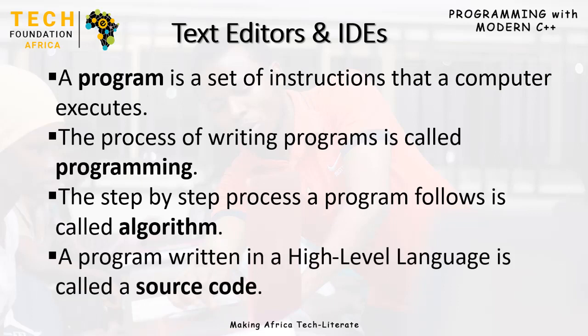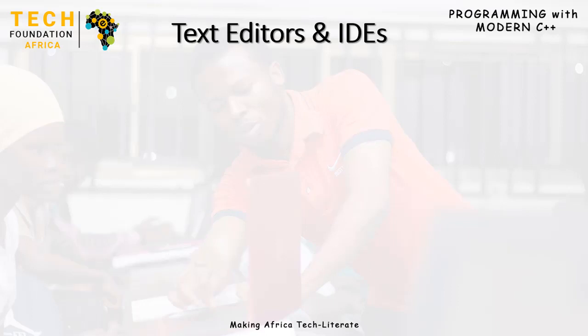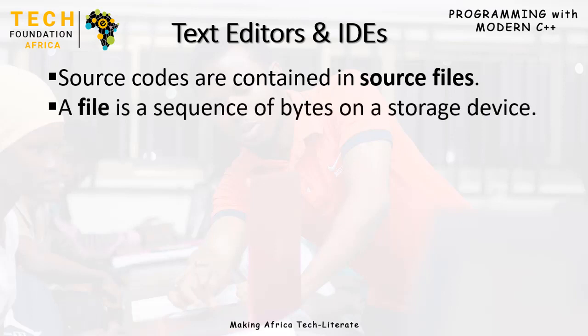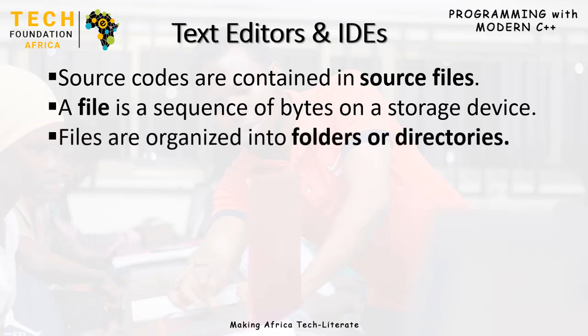Okay, a program written in a high-level language is usually called source code, and we've talked about high-level languages, the likes of C++ and Java. Now, source code is contained in source files. In computer terms, when we talk of a file, it's just a sequence of bytes on a storage device. The storage device here means things like the hard drive, the pen drives, and the likes. Now, files on a computer system are organized in folders or directories.